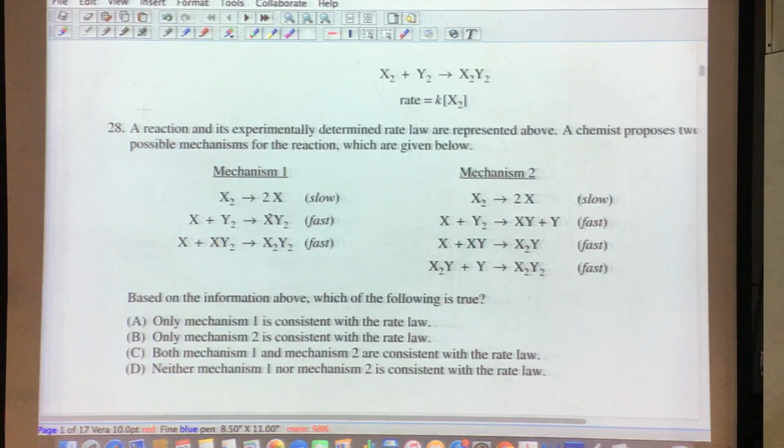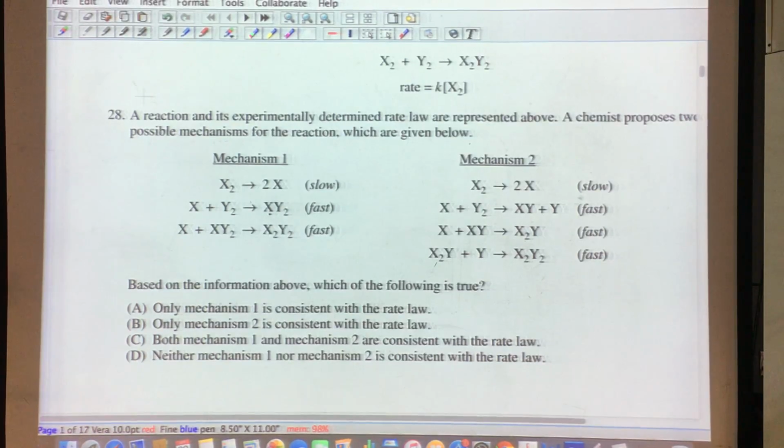Okay, rate law. All right, 28. The reaction is experimentally determined, with the rate law above. So we have the rate law to be first order. There's nothing in front, so first order it is. A chemist proposes 2 possible mechanisms, which are given below. Based on the information above, which of the following is true?